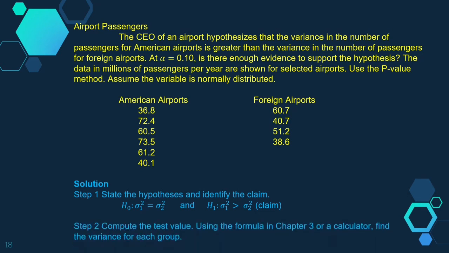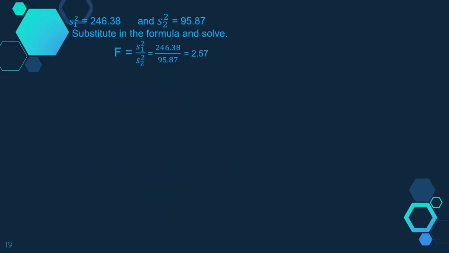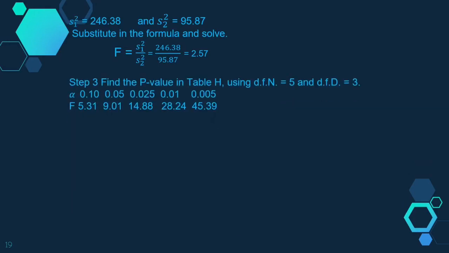Step 2: compute the test value using the formula in chapter 3 or a calculator. Find the variance for each group. Then s squared sub 1 is equal to 246.38 and s squared sub 2 is equal to 95.87. Substitute in the formula and solve. F is equal to s squared sub 1 over s squared sub 2, which is 246.38 over 95.87. Then we get 2.57.